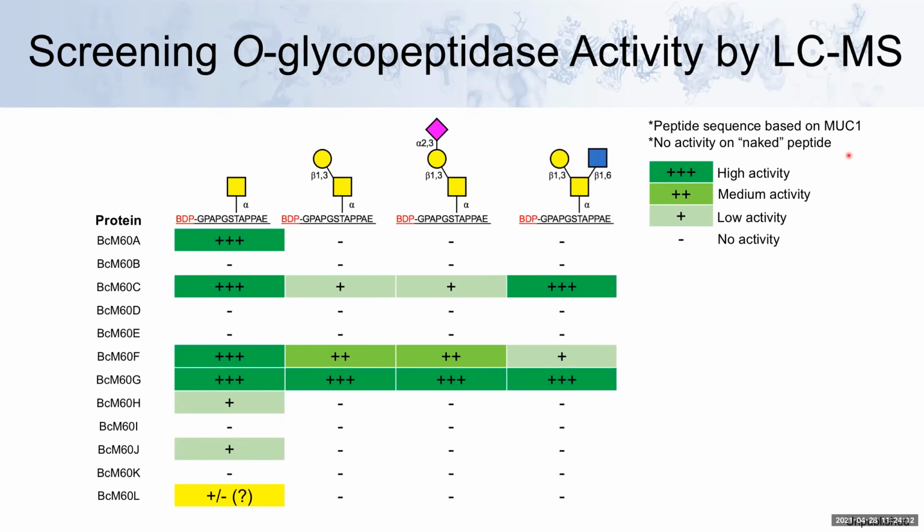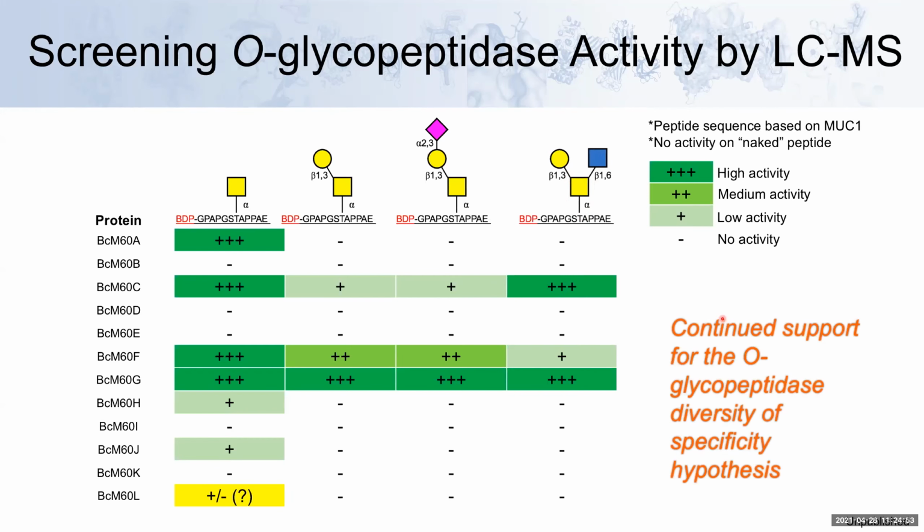And it's important to note that there was no activity on the naked peptide, meaning in the absence of the glycosylation, there's no activity. And what you can see quite quickly is that these enzymes are not all created equal. About half of them showed some kind of activity, and the ones that showed activity didn't do the same thing. So for example, BCM60A is a specialist for this Tn antigen, whereas BCM60G is a bit of a beast. It's active on everything that we tested. BCM60C seemed to be inhibited by the beta-1,3 linkage, but this is restored by the addition of the beta-1,6 linkage in the core 2 structure, suggesting something really interesting about what this particular enzyme might really like.